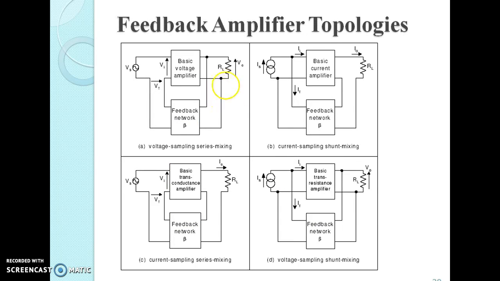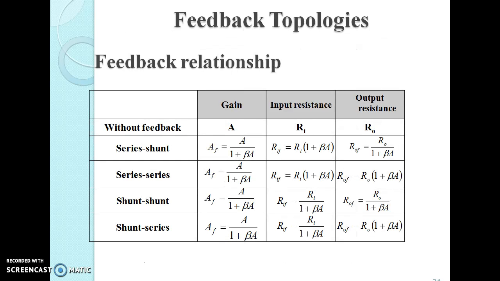Here is an overview of the 4 basic feedback amplifier topologies. And these are the comparisons with respect to gain, input impedance and output impedance for all the 4 topologies.